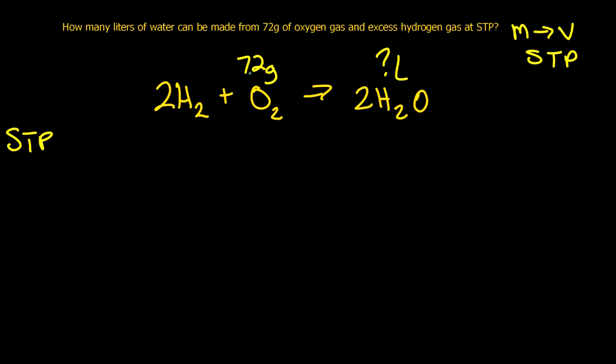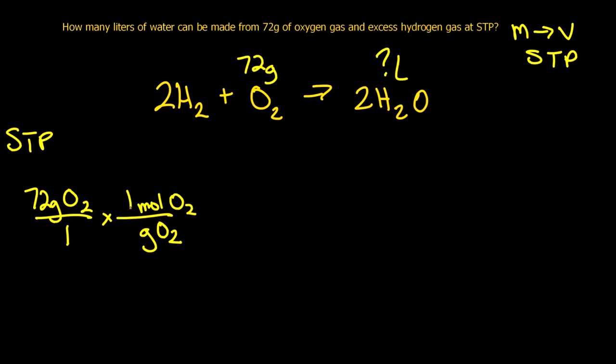I got 72 grams, and I want to take that to liters. So I got 72 grams of O2. I'll put that over 1. Now I need to change grams of O2 to moles of O2. So grams O2 goes on bottom, moles O2 goes on top. Well, now I need some values here. Well, 1 mole of O2 is equal to 32 grams of O2. I got that number from my periodic table with oxygen being 16 grams times 2. 16 times 2 is 32.